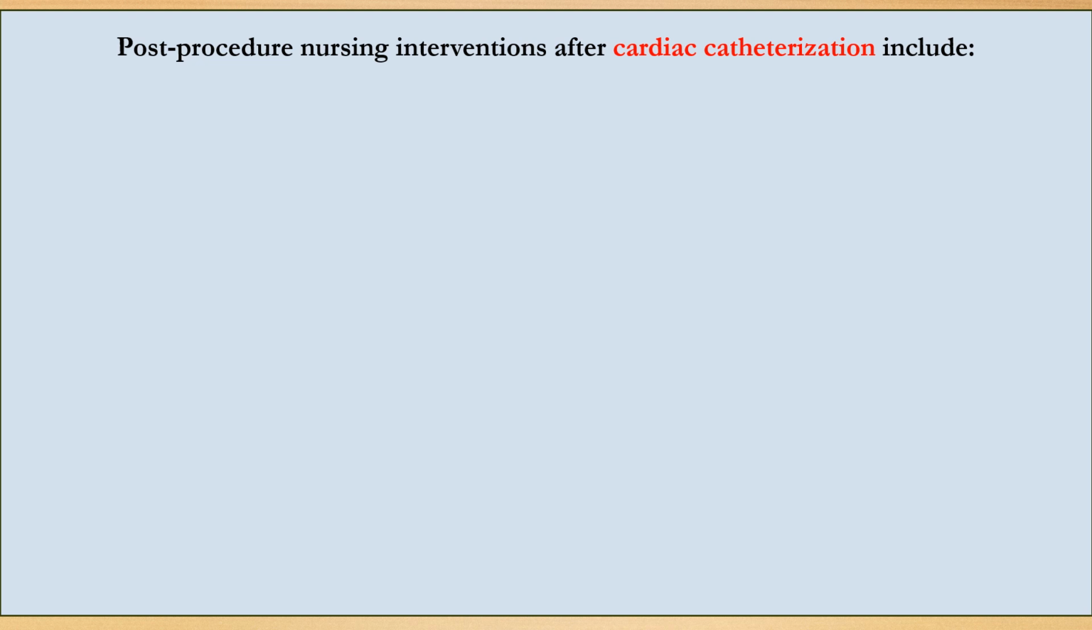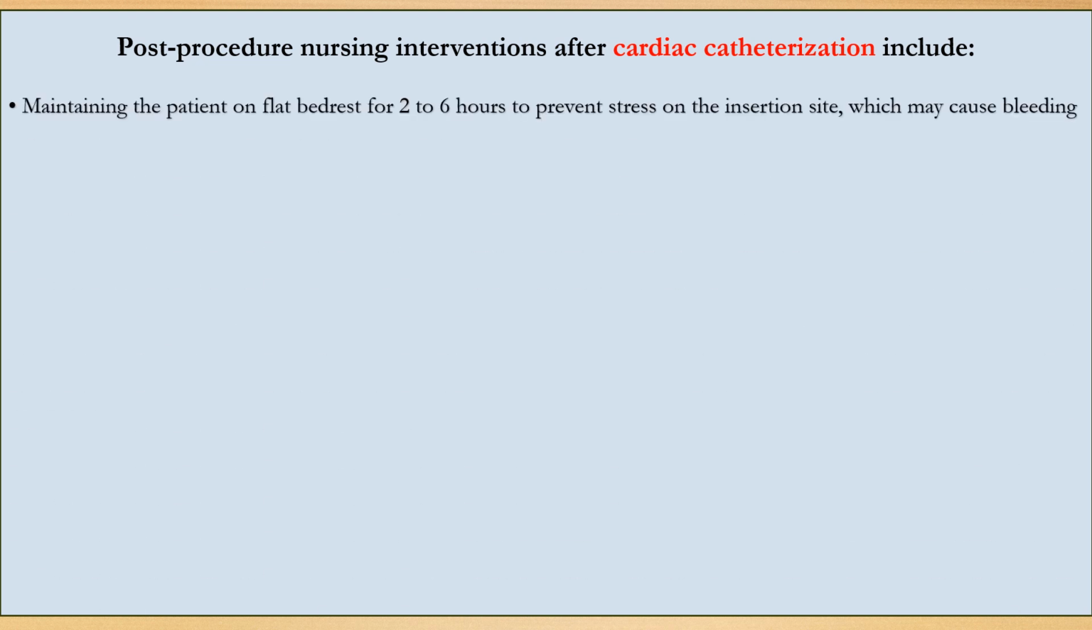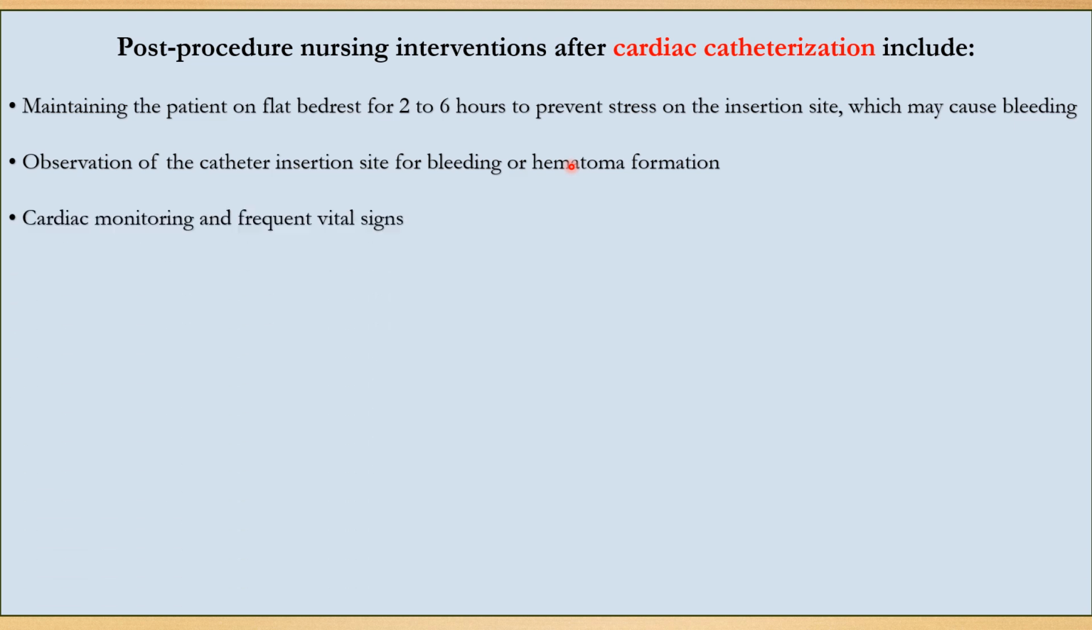There are certain post-procedure nursing interventions which must be done after cardiac catheterization to prevent complications. These include maintaining the patient on flat bed rest for 2 to 6 hours to prevent stress on the insertion site, which may cause bleeding. Observation of the catheter insertion site for bleeding or hematoma formation.